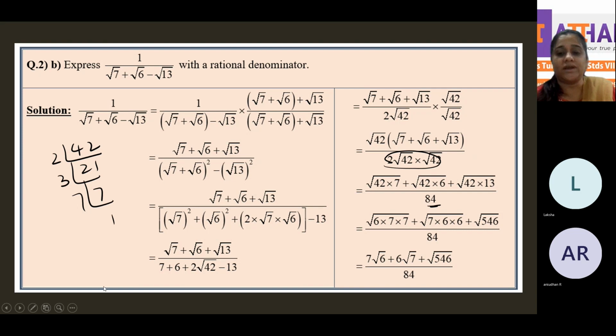Okay. So you can write 42 as 2 into 3 into 7. 2 into 3, you can write that if you want. You can write it as 2 into 3 into 7, and that 7 stays as it is. 42 is 2 into 3 into 7, and 7 as it is.